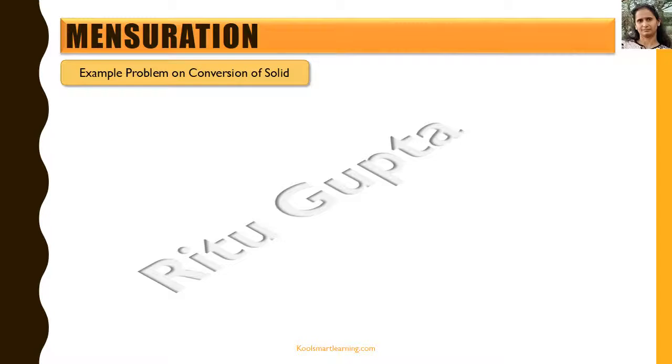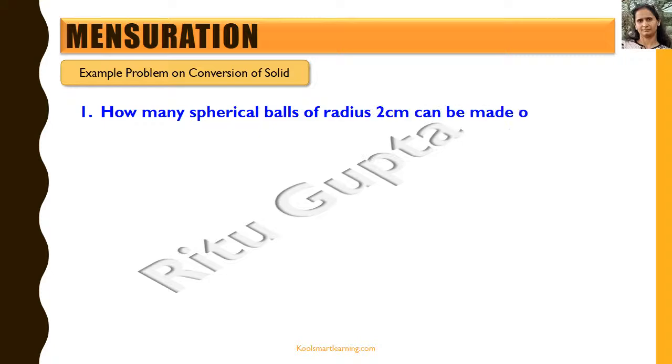Now let's understand conversion of solid through examples. How many spherical balls of radius 2 centimeter can be made out of a cube of side 44 centimeter? So what would that mean? We have one cube of side 44 centimeter, which is a 44 by 44 by 44 cube. Now we need to convert it into spherical balls of radius 2 centimeter. So how many such balls can we make? Of course it'll be more than one. So now let's see how many of those can be formed.